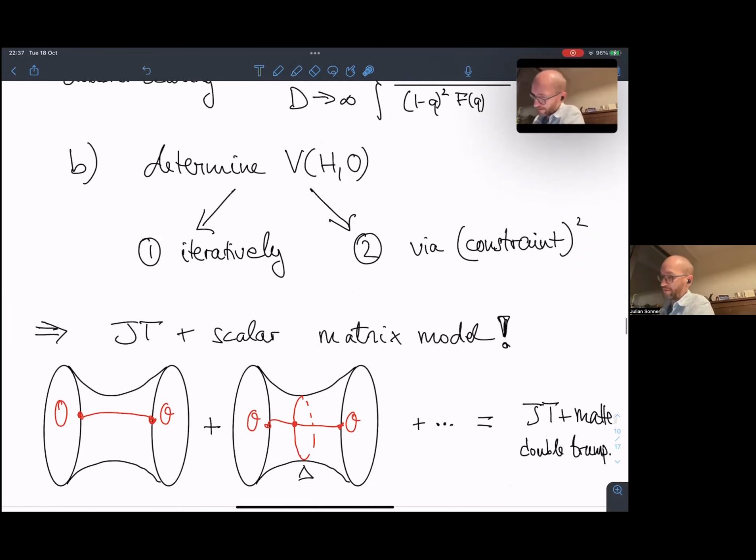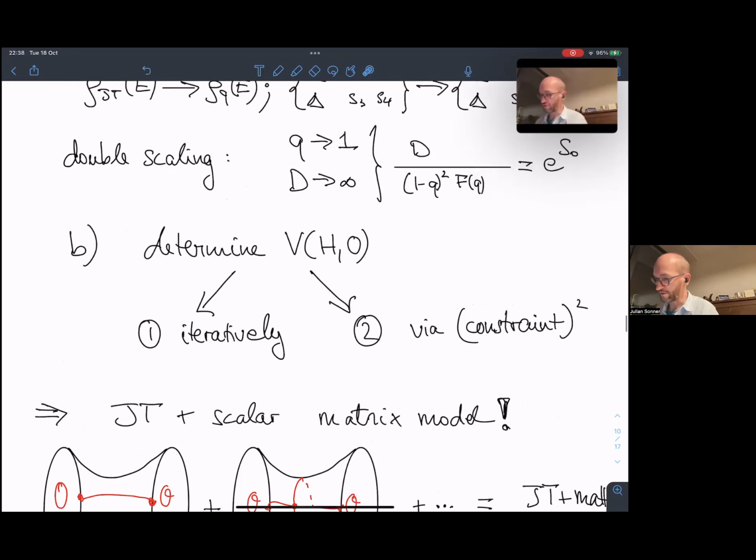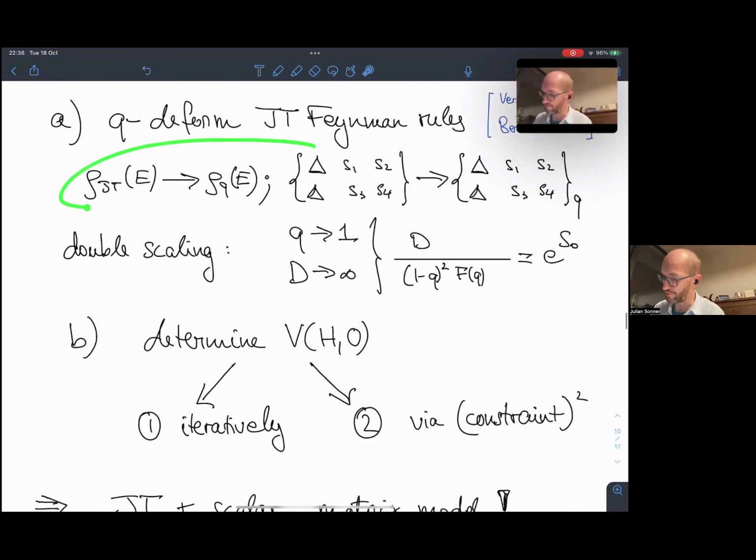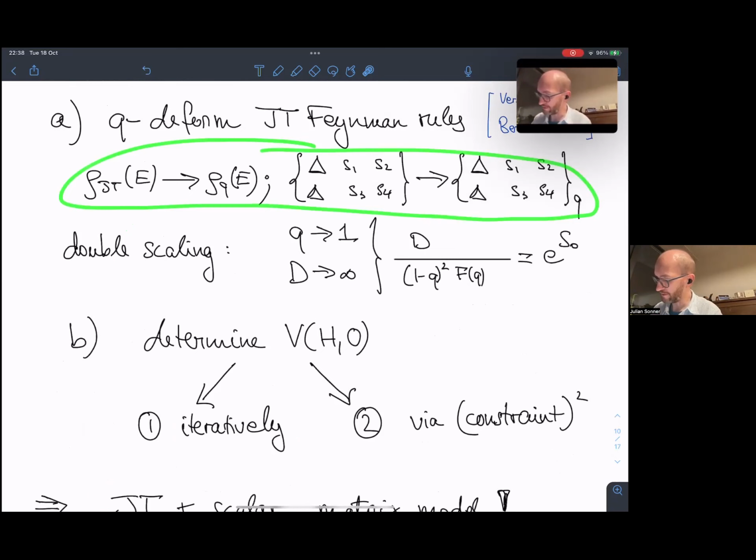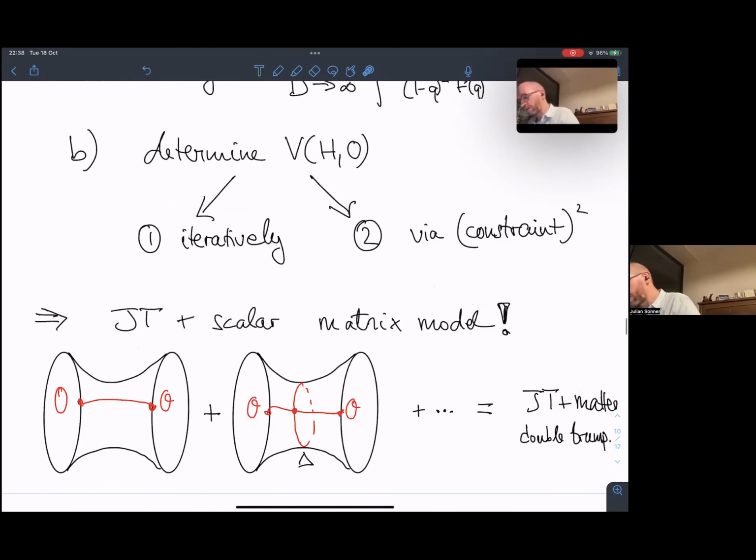Well, as I said, we still need to work rather hard to actually determine what the matrix potential is. But we actually found two different approaches to this. One is, if you want, brute force: we can just iteratively determine it by making sure that all the Schwinger-Dyson equations of the matrix model match all the Schwinger-Dyson equations of the q-deformed version of the JT gravity.